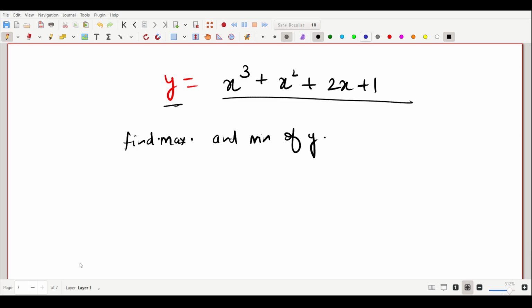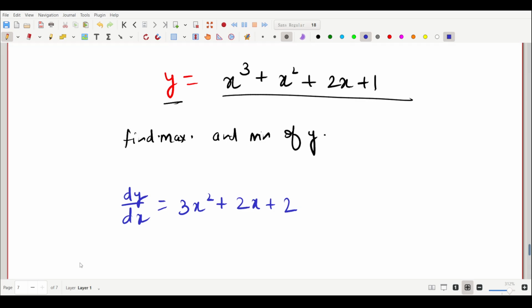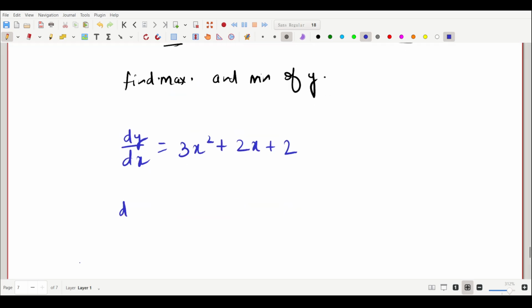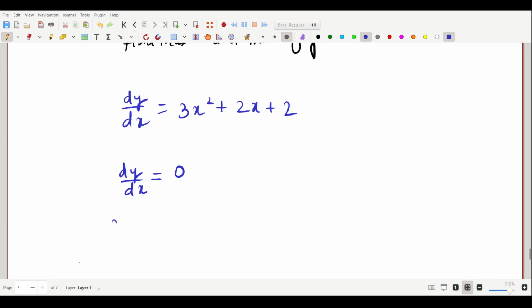First of all, you need to find dy over dx, which will be, this time x cube will become 3x square, x square will become 2x, 2x will become 2, 1 becomes 0. We got this. Now put dy over dx equals 0, so this whole thing will be equal to 0: 3x square plus 2x plus 2 equals 0.